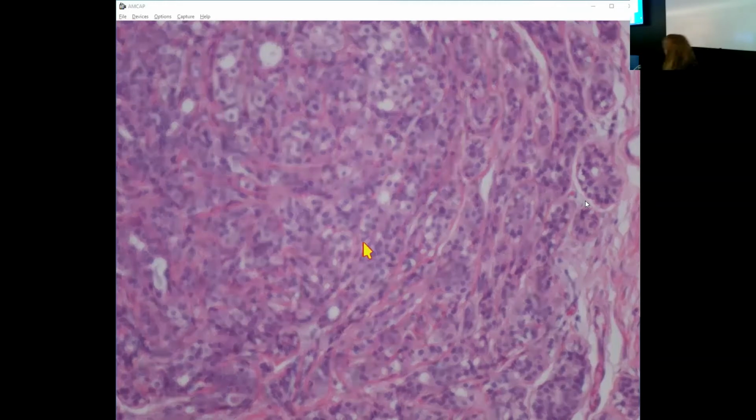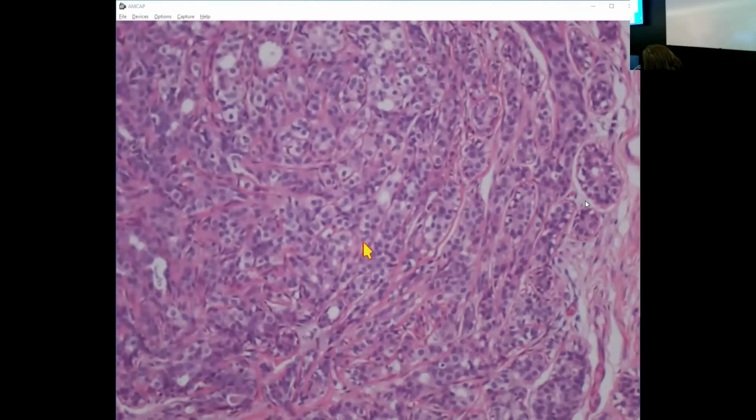I think these, sorry, I'm having trouble deciding if it's in focus. I should use this screen, I guess. This screen.